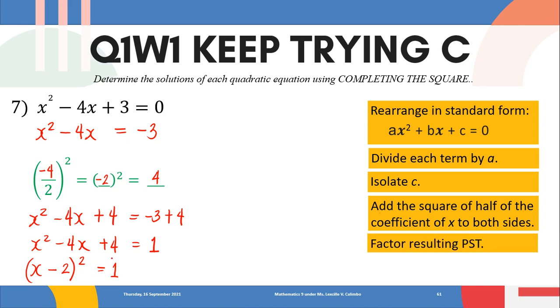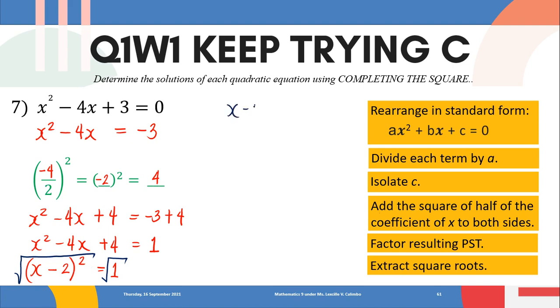Now the next step is to extract the square roots. So let me write the square root symbol here. Square root of 1. To do this, we just cancel yung square root symbol and the square. So we shall get x minus 2 sa left side and equals the roots of positive 1. From our previous discussion, it should be equal to positive and negative 1.